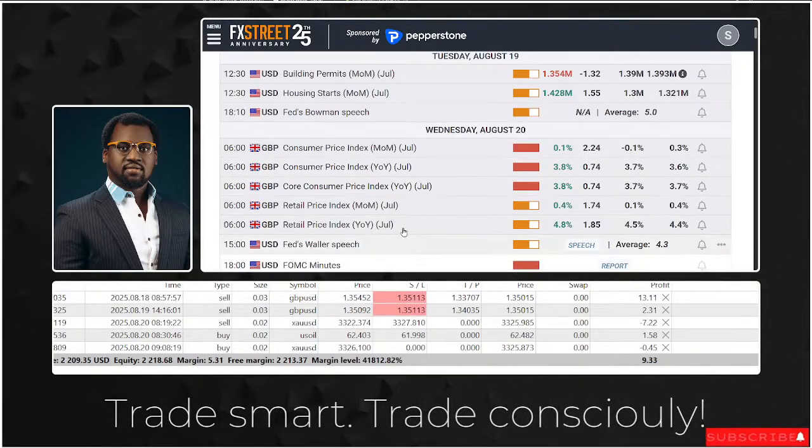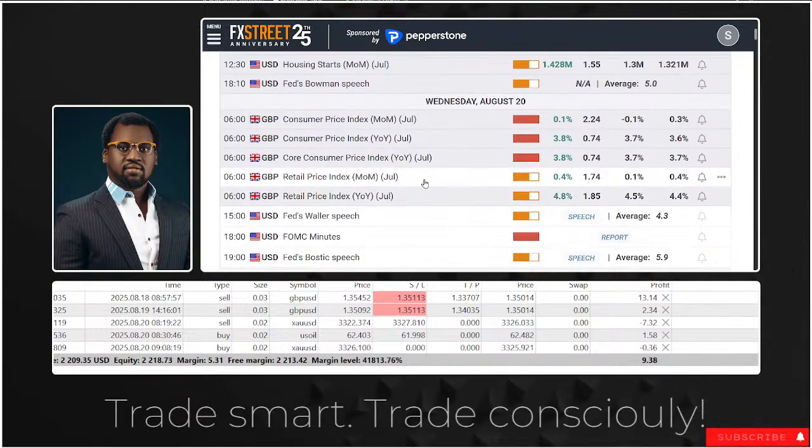The actual figures came in at 0.1% and 3.8% respectively, even higher than the previous month. And this, of course, coupled with the retail price index, which also came in higher than expected, is keeping pressure on the Bank of England to stay cautious with rate cuts at this point in time. But the US dollar is still holding strong ahead of the Fed chairman's Jackson Hole speech and expectations of a September rate cut. Traders are also watching PMI data from the United States and geopolitical talks for the next move.